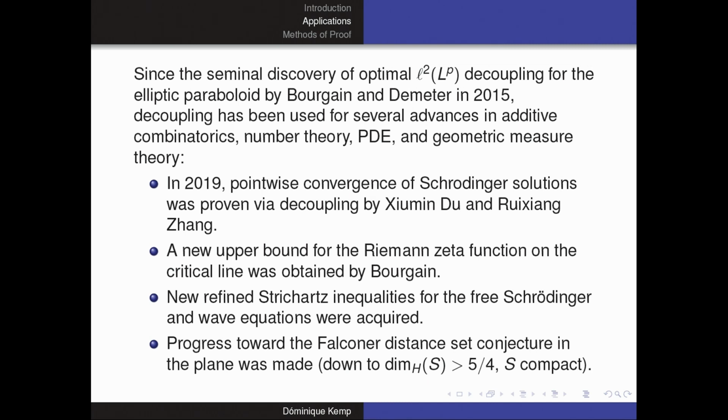To my knowledge, the best progress that exists at the moment for the Falconer distance set conjecture was secured by way of decoupling. And it's pushed that barrier all the way down to 5/4 for the plane setting.